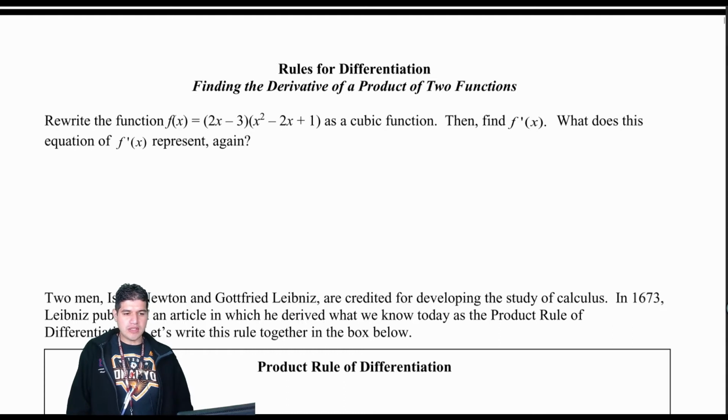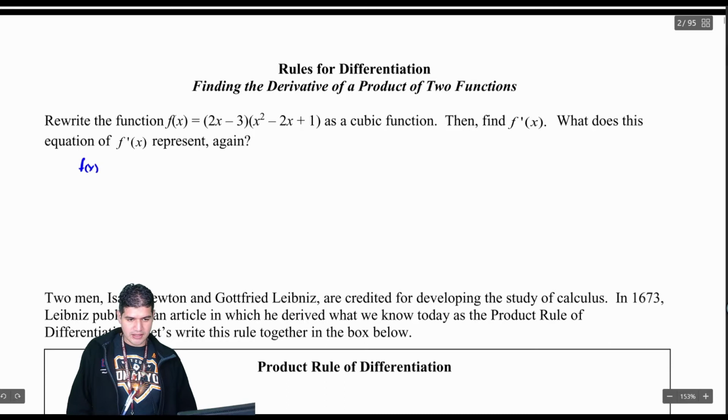So what we're going to do is rewrite this as a cubic function and then find f prime of x. We have f of x here, so let's write f of x equals, and then we're going to distribute everything. So I'll get 2x cubed minus 4x squared plus 2x minus 3x squared plus 6x minus 3.